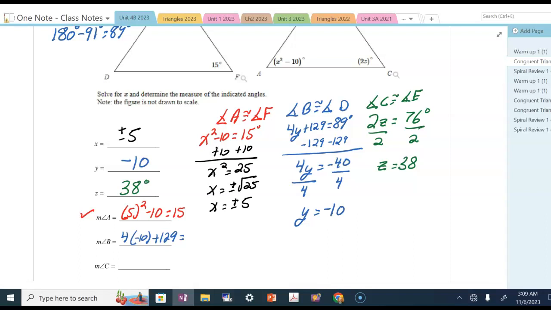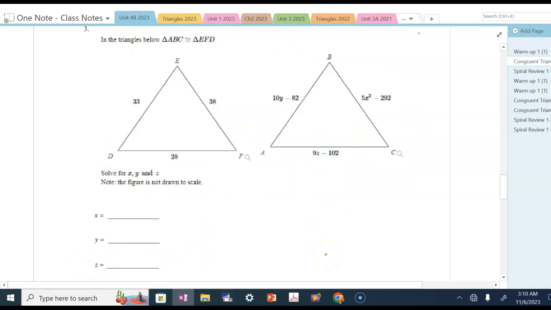So let me do that again. I think I made a mistake. Nope, it does check. And then 2 times 38 is 76, so that also checks. Let's take a look at problem number 3.